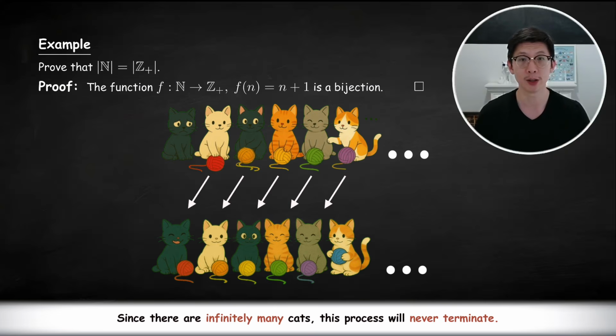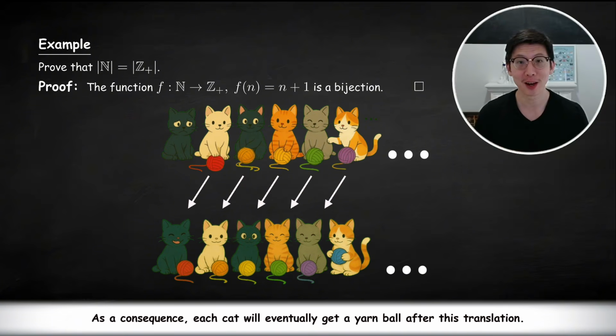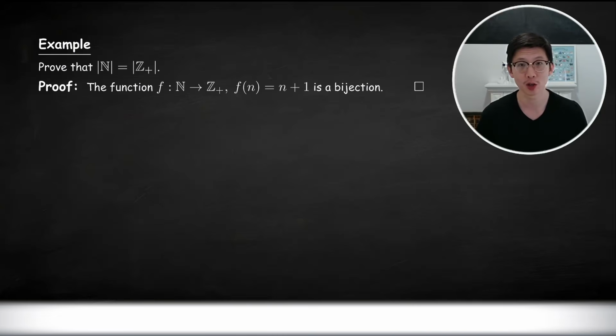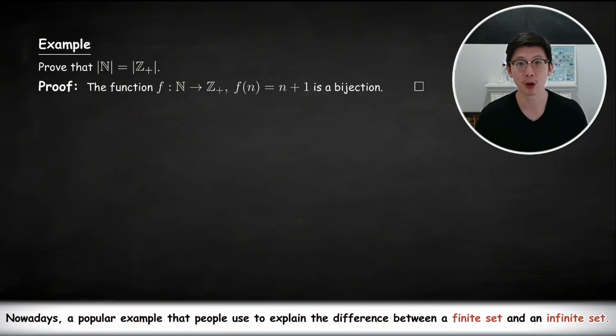Since there are infinitely many cats, this process will never terminate. As a consequence, each cat will eventually get a yarn ball after this translation. This is indeed the idea of the Hilbert Hotel paradox, nowadays a popular example that people use to explain the difference between a finite set and an infinite set.